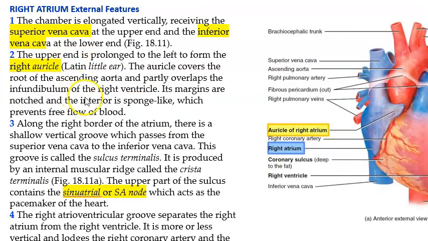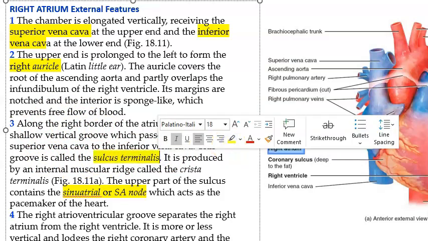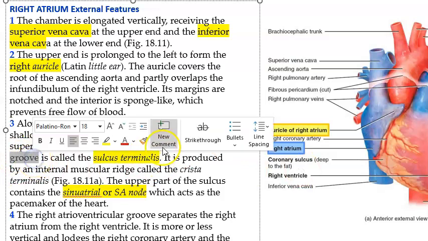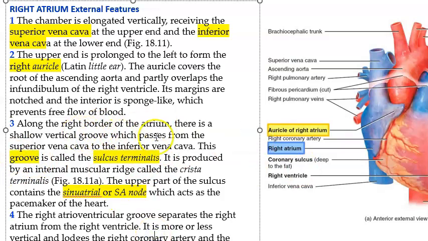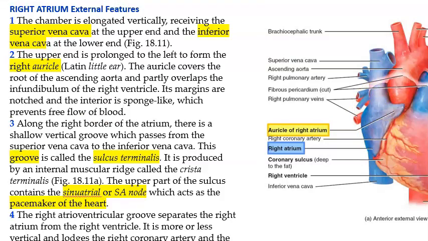So the right auricle is over. I'm not going into the details. You just write a little of everything. Then coming to the sulcus terminalis. This is another word they're expecting you to write. There is a groove here, the sulcus terminalis. From the superior vena cava to the inferior vena cava, you have the sulcus terminalis. This is actually because of a muscular ridge called the crista terminalis. So the crista terminalis produces the sulcus terminalis.